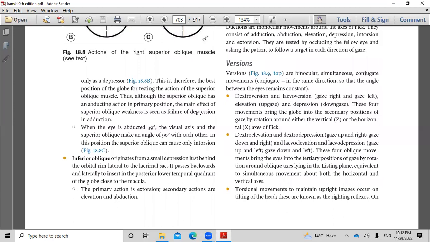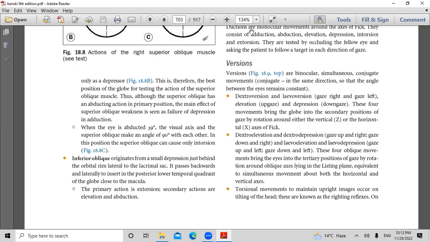Dextroversion and levoversion, gaze right and gaze left; elevation, up gaze, and depression, down gaze. These four movements bring the globe into the secondary positions of gaze by rotation around either the vertical Z or the horizontal X axis of Fick. Dextroelevation and dextrodepression, gaze up and right, gaze down and right, and levoelevation and levodepression, gaze up and left, gaze down and left. These four oblique movements bring the eyes into the tertiary positions of gaze by rotation around oblique axes, like in the listing plane, equivalent to simultaneous movement about both the horizontal and vertical axes.